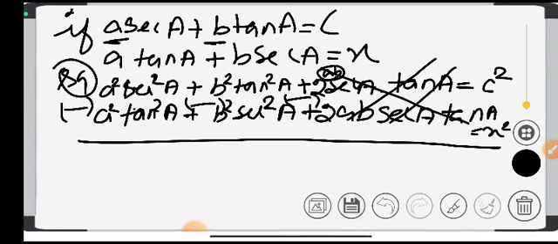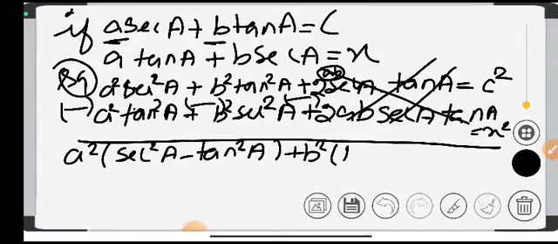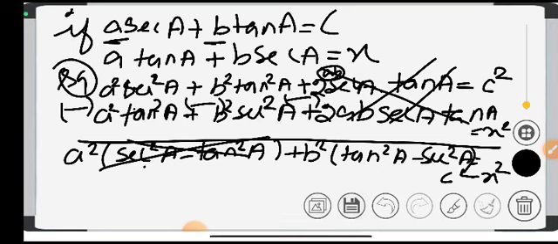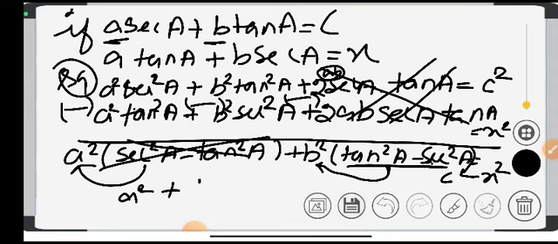If I take a square outside, I found that secant square A minus tan square A, plus if I take b square outside, I found that tan square A minus sec square A is equal to c square minus x square. So secant square A minus tan square A is equal to 1, and 1 into a square, plus tan square minus secant square will be minus 1, and the answer will be minus 1 into b square, is equal to c square minus x square.